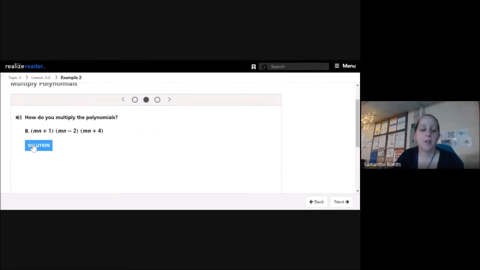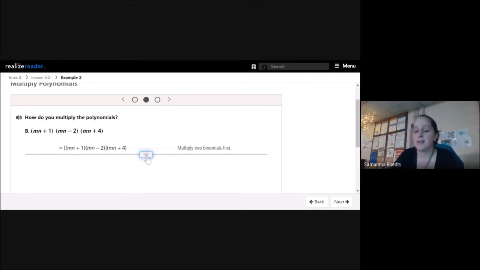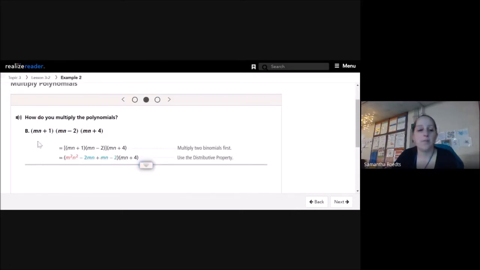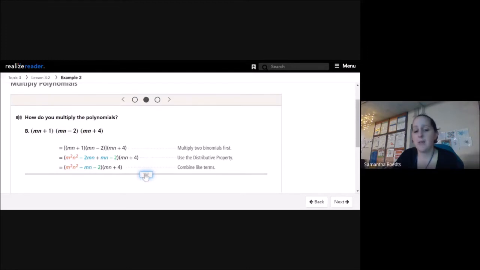Okay. So again, multiplying polynomials. This one is 3 binomials together. So I multiplied the 2 binomials first. Doesn't matter which 2 because it's multiplicative, so you're going to get the same answer in the end. Usually just go with the first 2, makes your life easier. So mn plus 1 times mn minus 2 gives me m squared n squared minus 2mn plus mn minus 2. Then times mn plus 4. Combine this, make this simpler for yourself. So I get m squared n squared minus mn minus 2 times mn plus 4.